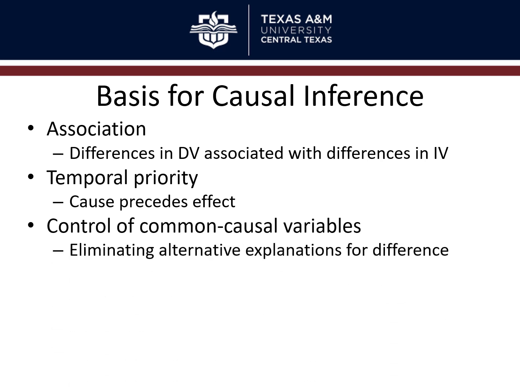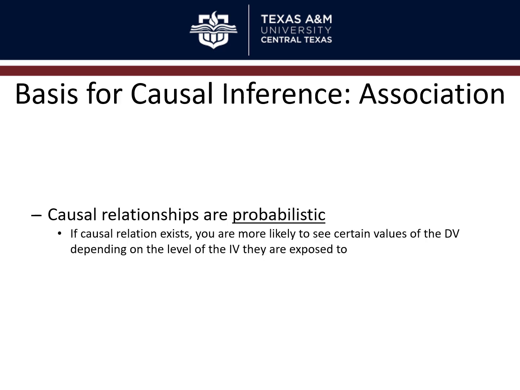So really what you're talking about here is you're eliminating alternative explanations for the difference you find, right? That association you find between the DV and the IV, you've got to control for things that could otherwise explain why they're related. So we'll look a little more closely at two aspects of this, one being association.